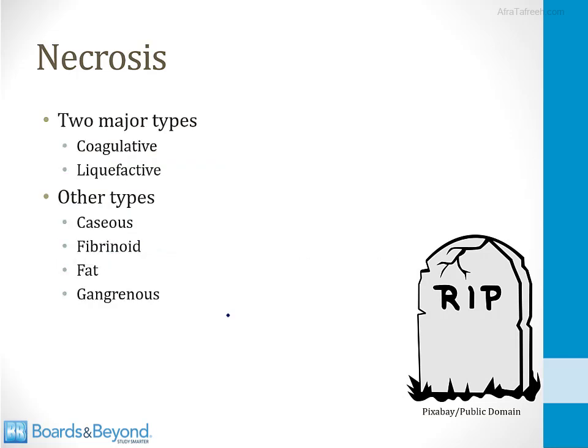Tissue that's undergone necrosis is examined by pathologists in two ways. First of all, they look at the gross structure of the tissue bed that's undergone necrosis, and secondly, they look at specimens under the microscope. Based on those gross and microscopic findings, necrosis can be categorized into a number of types. The two major types are coagulative and liquefactive, and we'll talk about those in this video. There are also some less common types, and these include caseous, fibrinoid, fat necrosis, and gangrenous necrosis, and we'll also talk about all of these.